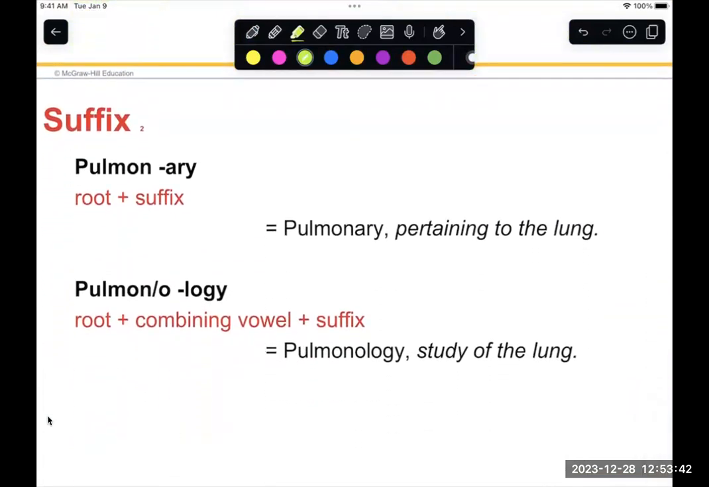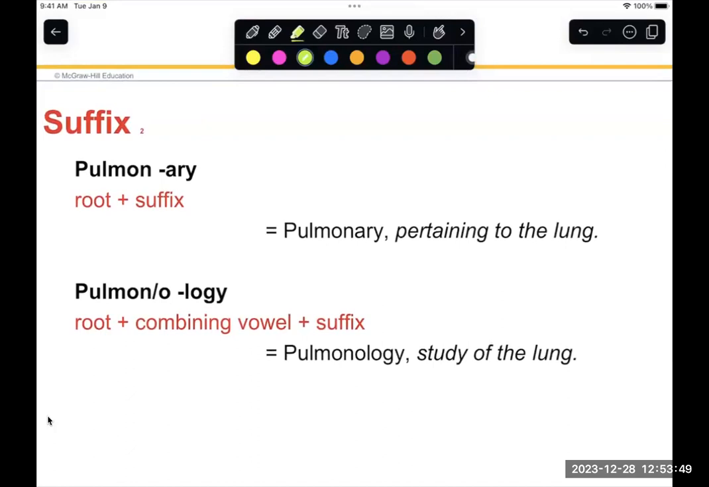So let's look at some other examples here. A suffix is found at the end of that term, again, and it can be attached to a root word or a combining form. Here's our suffix. If a suffix starts with a vowel, ary, then no combining vowel is needed. Like pulmonary, that ary, that suffix starts with an A. We do not need that combining vowel.